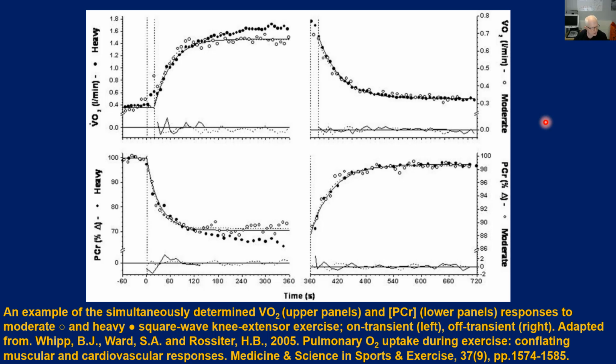And this is kind of nice. Here you've got the VO2 response and the PCr responses to moderate exercise, which is our open circles, and then heavy exercise, which is our closed circles. I don't want you to worry about the off-transient responses. I just want you to worry about the on-transient and the exercise response. You can see that in the moderate domain, they reach a steady state. In the heavy domain, can you see it's rising, rising, and then it just gently kicks.